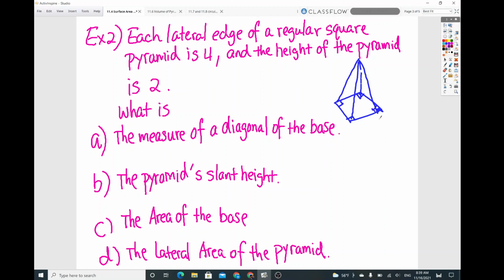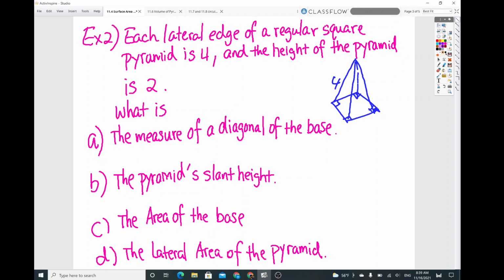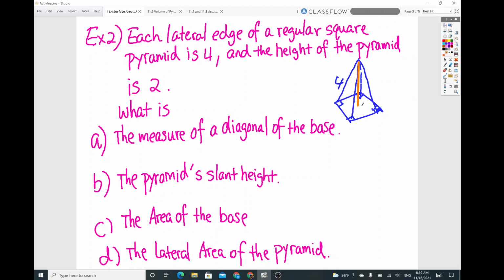And one thing that we notice, the lateral edge is 4. So the lateral edge right here is 4. And the height of the pyramid, which is the perpendicular one, so let's make the line perpendicular to the midpoint of the square base, right here, and that'll be this one. The height is always perpendicular, and this one we know is 2. Obviously the figure is not drawn to scale.